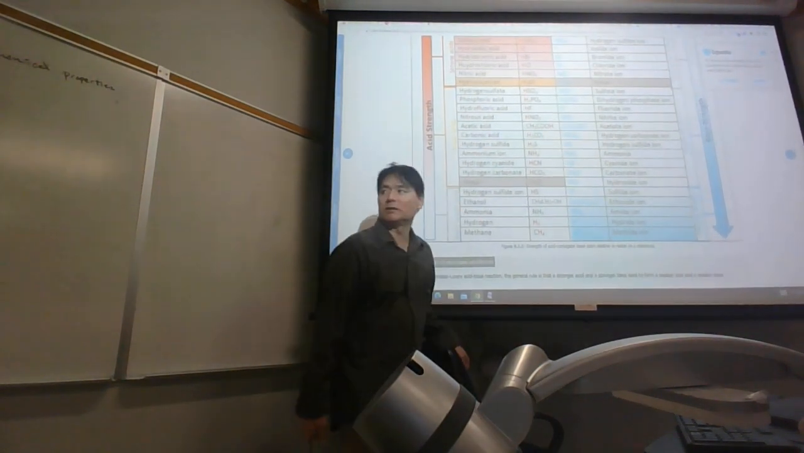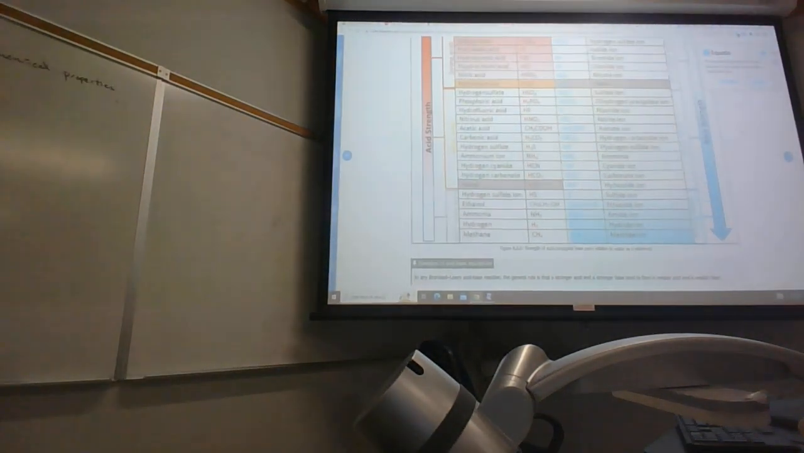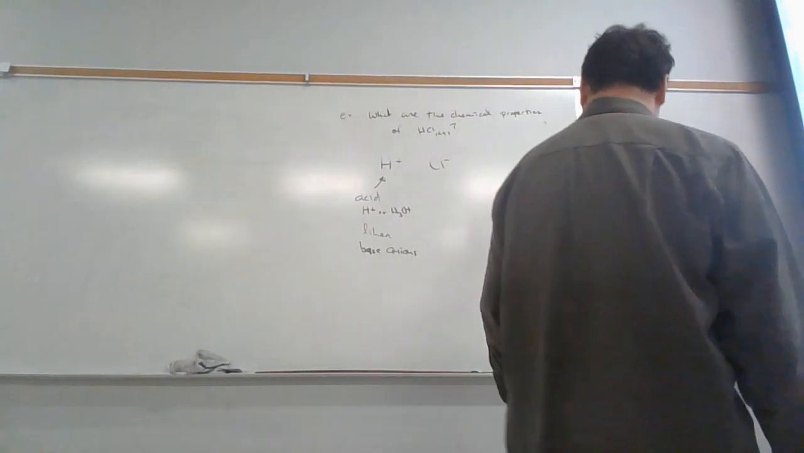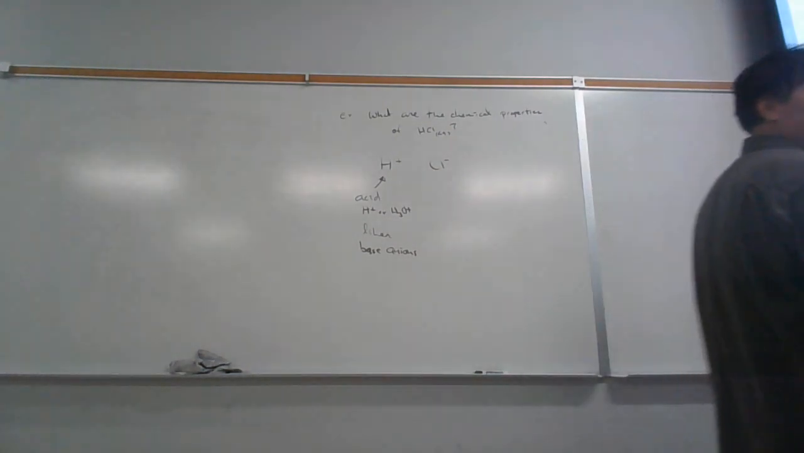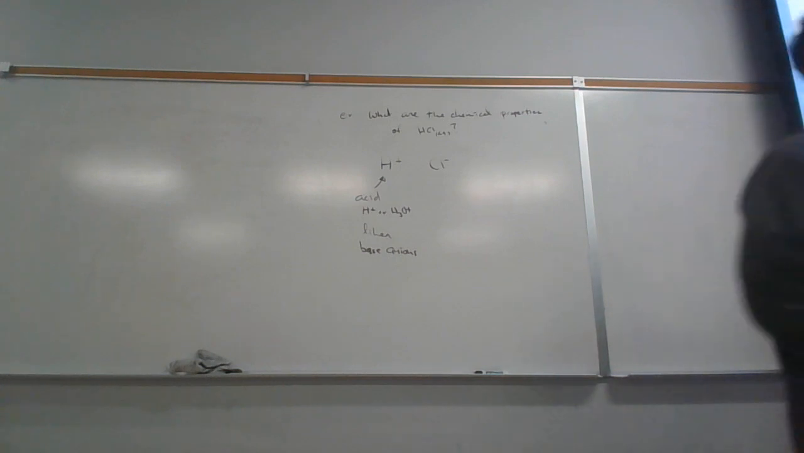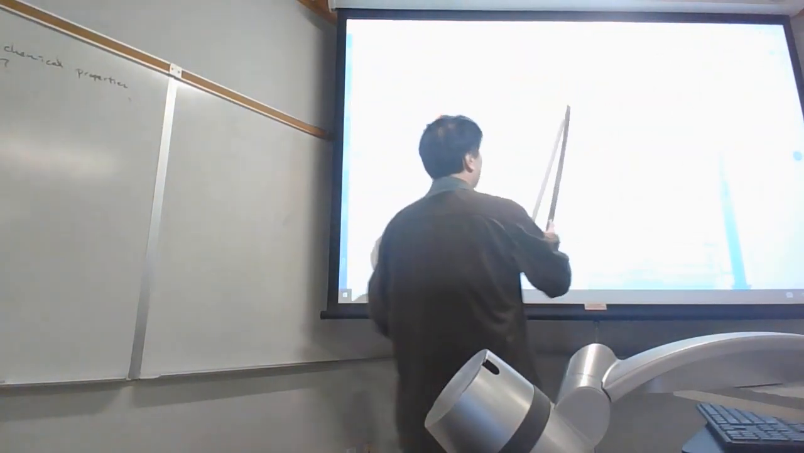And so what will H plus react with? Will H plus react with perchlorate, the weakest base on the chart? Yes or no? Now we're going through the list, but we're going to make the list a little bit easier. Will H plus react with perchlorate?